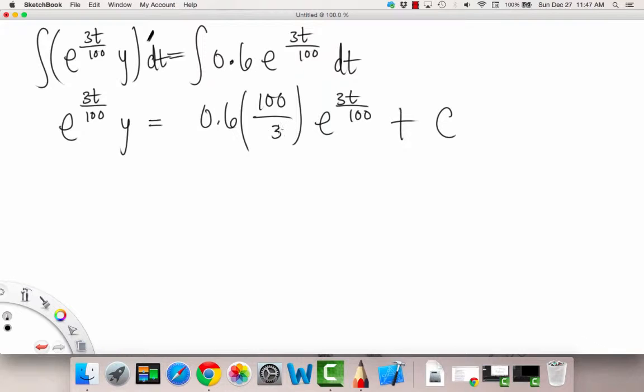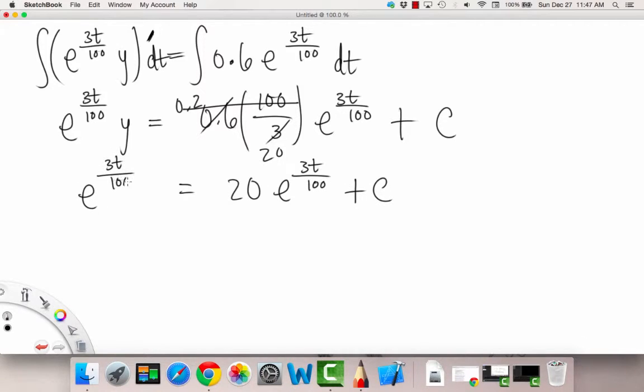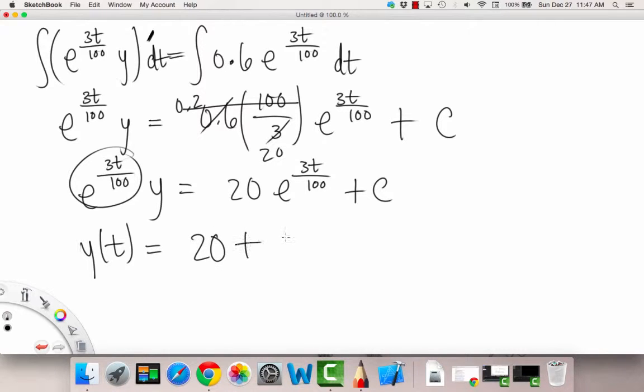So the right side can simplify. This will become 0.2 times 100. So this whole thing is a 20 in front. All right, so we have 20 e to the 3t over 100 plus c, and this is equal to our e to the 3t over 100 times y. So if we simplify this last step, we're just going to divide by this term on both sides. So we get y of t is equal to 20 plus c times e to the negative 3t over 100.